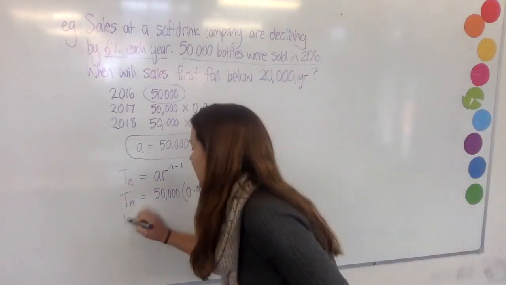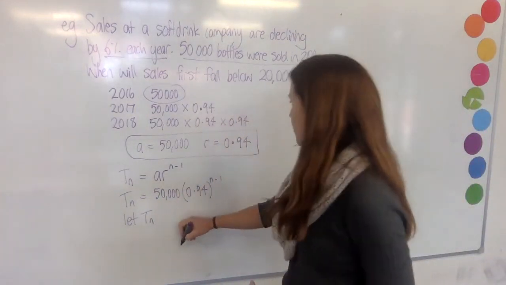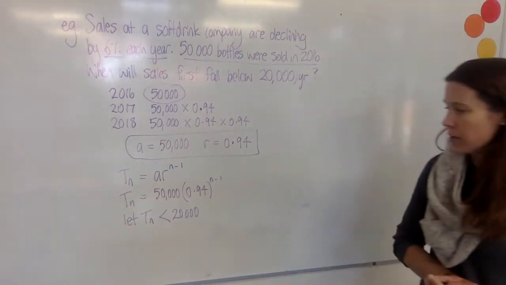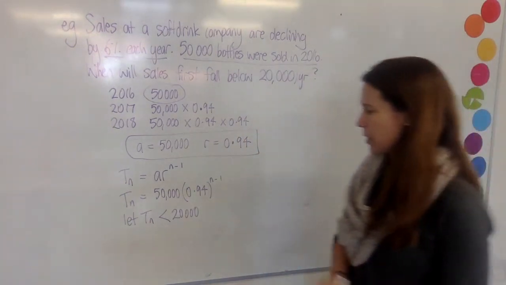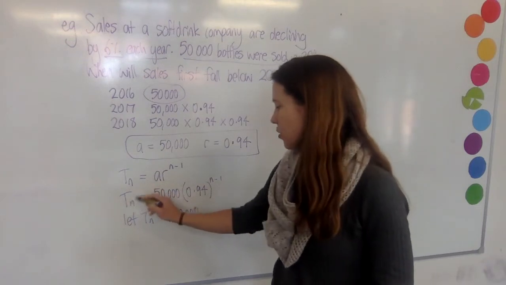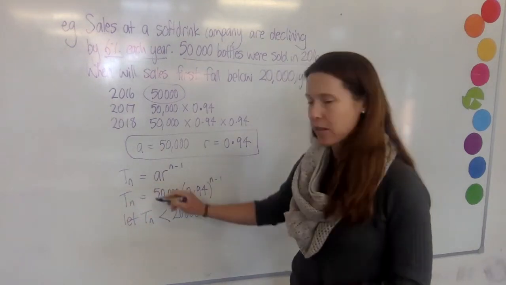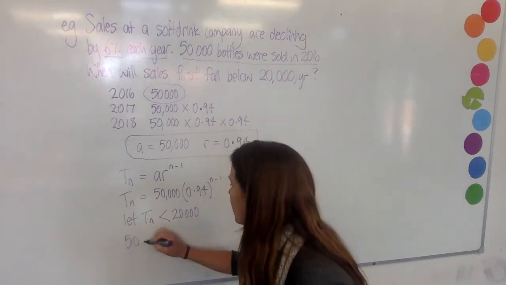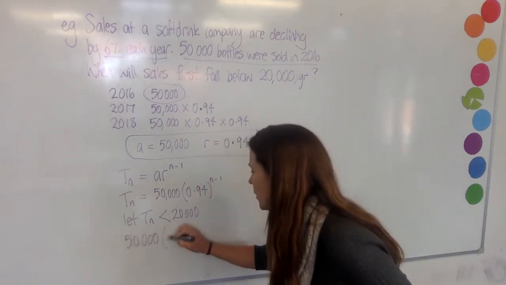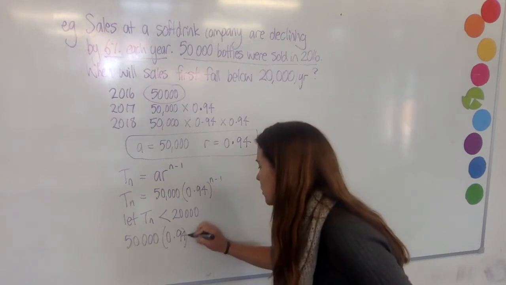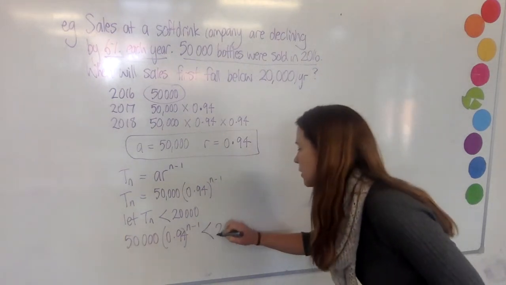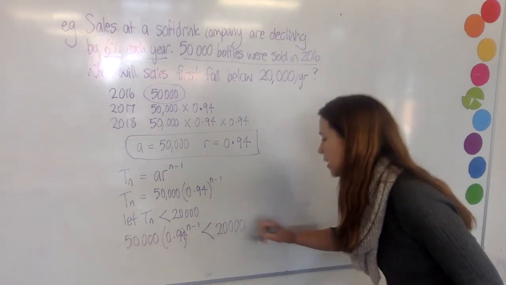Now, I want to let the nth term be less than 20,000. So I need to solve and see what n would be when that's the case. Now, if this is going to be less than 20,000, this is going to be less than 20,000 as well. So my next line is going to be 50,000 times 0.94, oops, to the power of n minus 1, has to be less than 20,000. And now I've got something to solve.